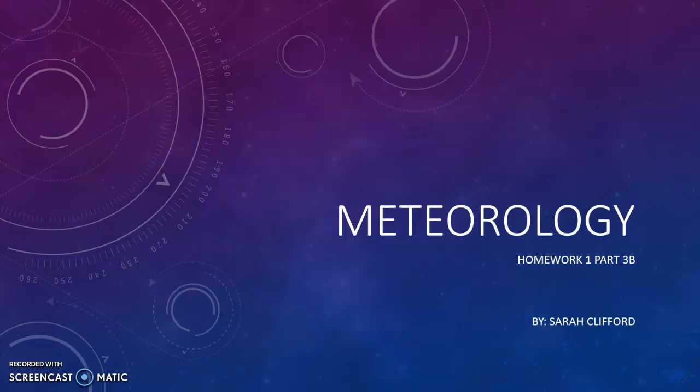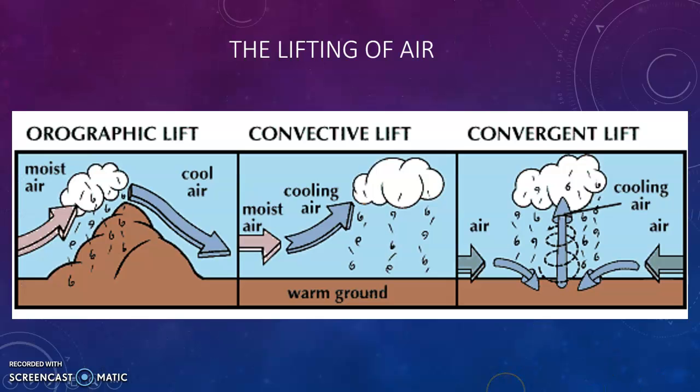Hi y'all, today I'm going to be teaching some more concepts of meteorology with my homework 1, part 3B. The lifting of air. There are four different types of the lifting of air. Today we're going to talk about the orographic lift, the convective lift, and convergent lift.